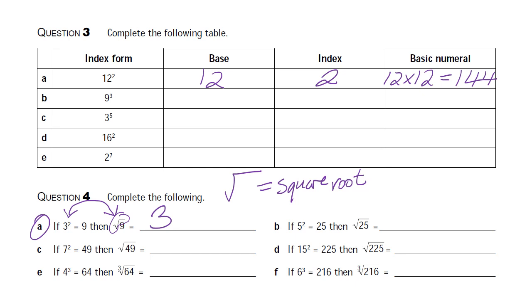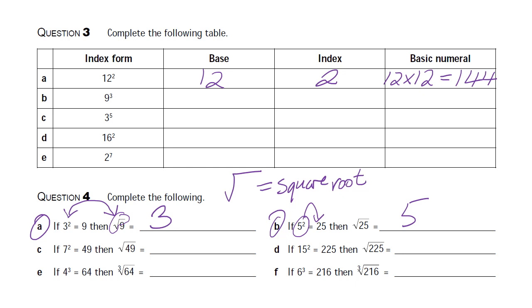Let's look at question b. If 5 squared is 25, what is the square root of 25? So it's asking what number you can multiply by itself to give you 25. Well, the hint already gave you 5 squared equals 25. So if I take the square root of 25, obviously my answer is going to be 5.